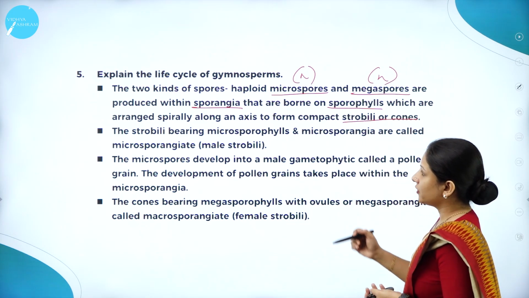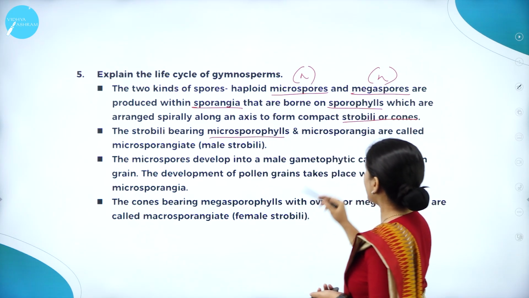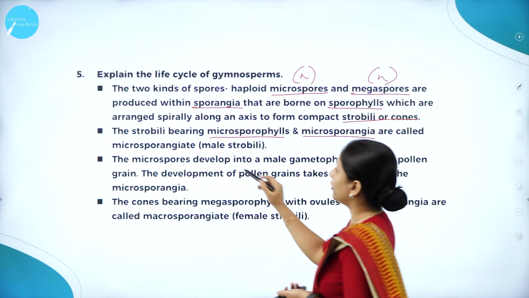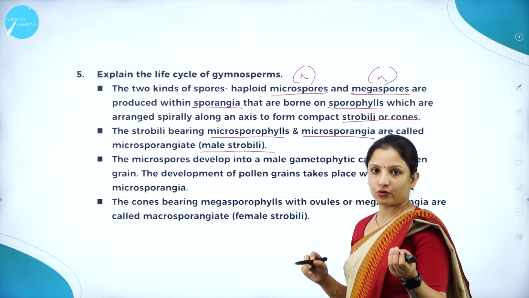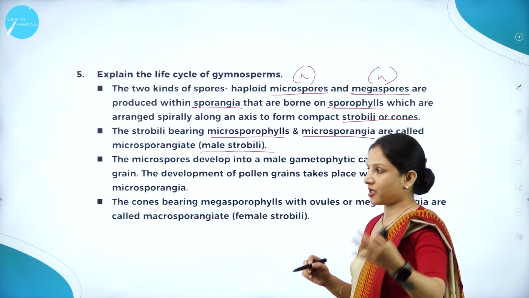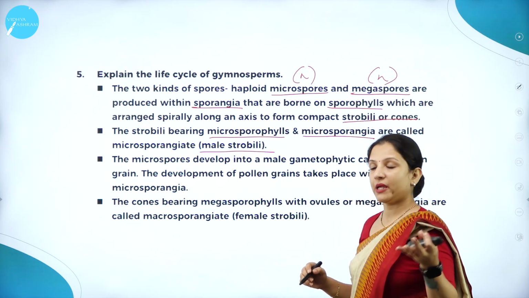The strobili bearing the microsporophylls and microsporangia are called the male. Males are always smaller, okay? So it is microsporophyll, microsporangia. Female, it is megasporophyll, megasporangia.